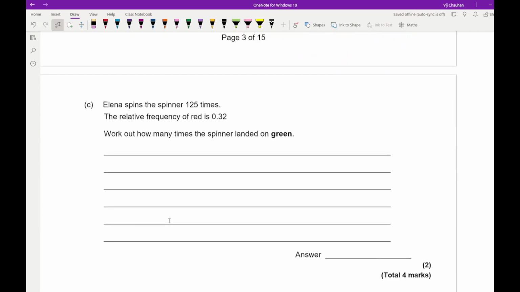Moving on to C, it says Elena spins the spinner 125 times. The relative frequency of red is 0.32. Work out how many times the spinner landed on green. So for this, there's a number of ways in which you can do this. You can either do 1 minus 0.32, which gives us 0.68, and that is the relative frequency for the green. And then we just need to do 0.68 multiplied by 125.